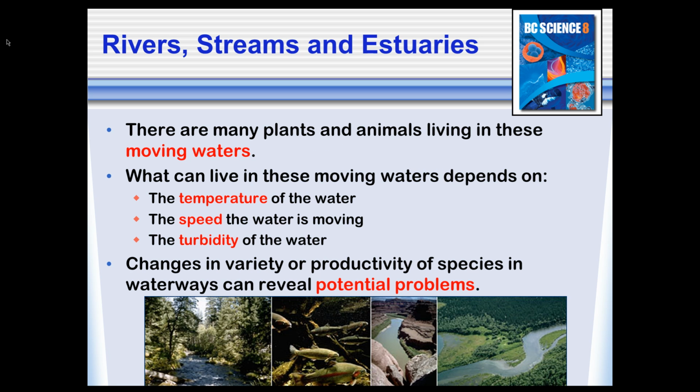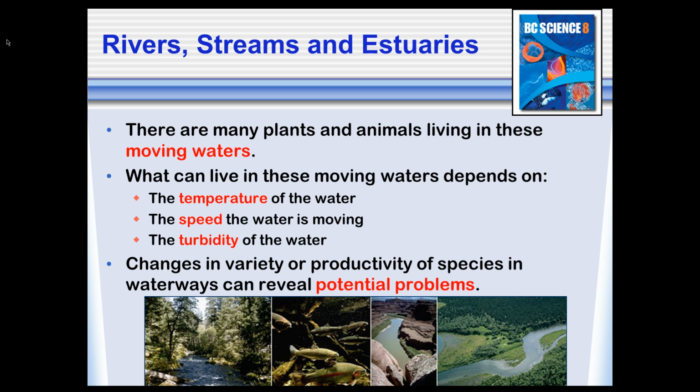When we look at rivers, streams and estuaries, so these are more your moving waters, we also see a plethora of plants and animals living here. What can live there depends on the temperature of the water, the speed the water is moving, and the turbidity of the water. Right, I was talking about the trout earlier, how they like cold, oxygenated water, which generally is also fast-moving water.